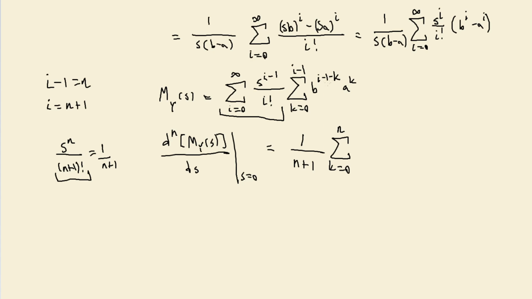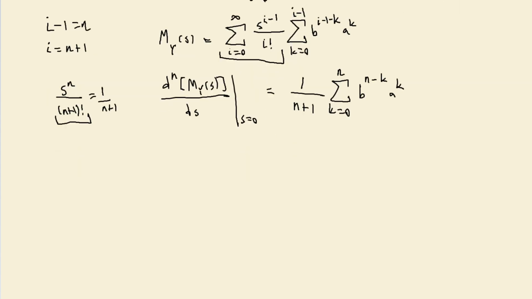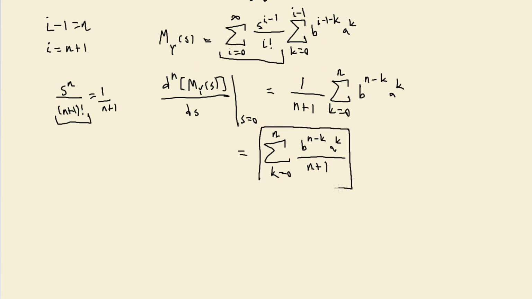And similarly, we could plug in here, so we get b to the n minus k times a to the k. And so this expression here is going to give us our moments. Our nth moment is going to be given by this formula here. And we can actually rewrite this a little bit more simply because this 1 over n plus 1 does not depend on the index of this summation. And so the nth moment of our uniform distribution will be given by the sum from k equal to 0 to n of b to the n minus k, a to the k, over n plus 1. And so this is going to give us our moments of our uniform distribution.